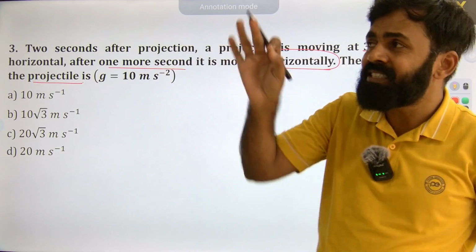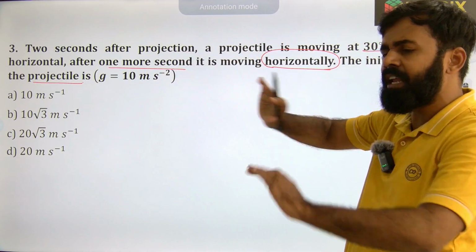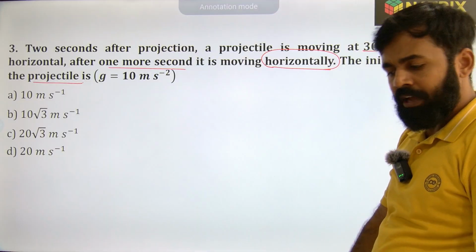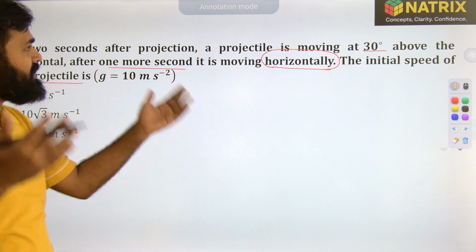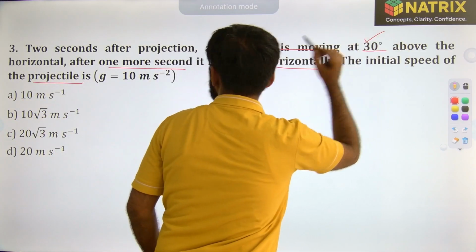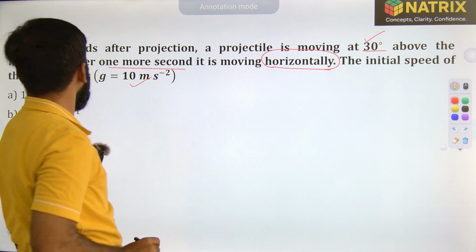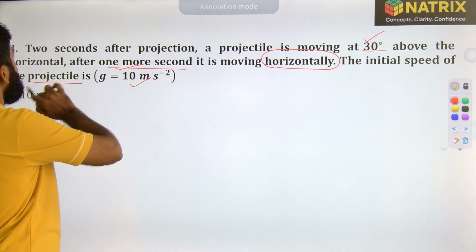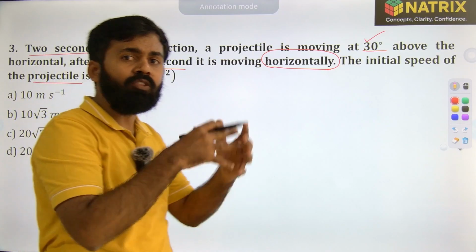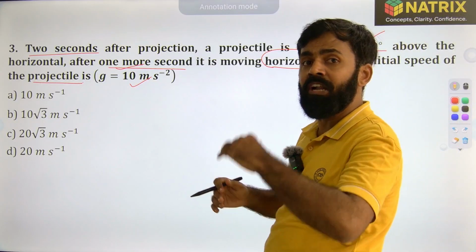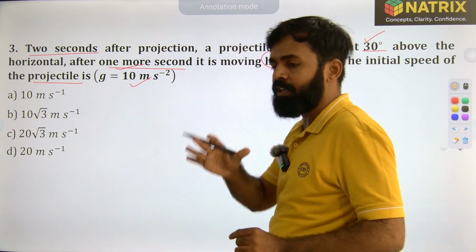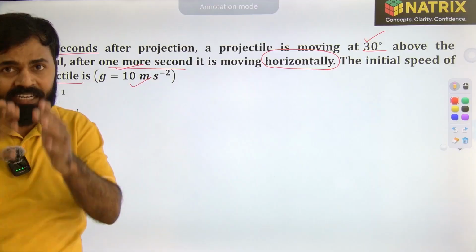See, this term is very important in this entire question. Majority of the students won't think about this term at all. They'll be just looking at the numbers, the numericals. After 1 second, 2 seconds, you'll be looking only at those values. You will forget to look at horizontally. That is important.